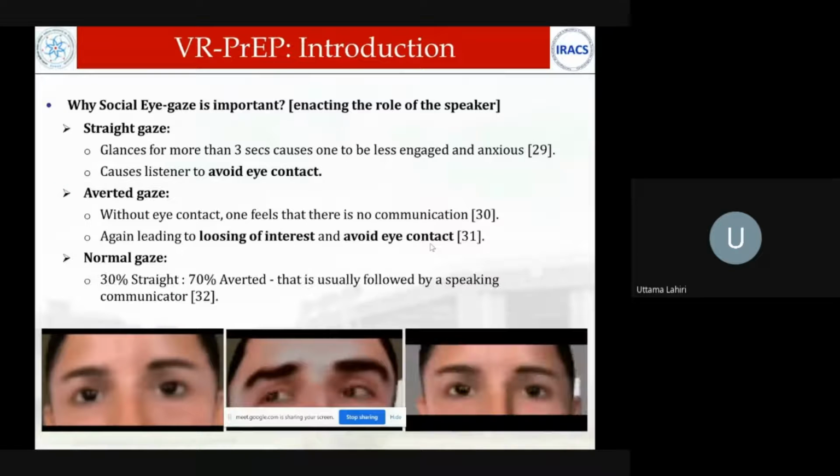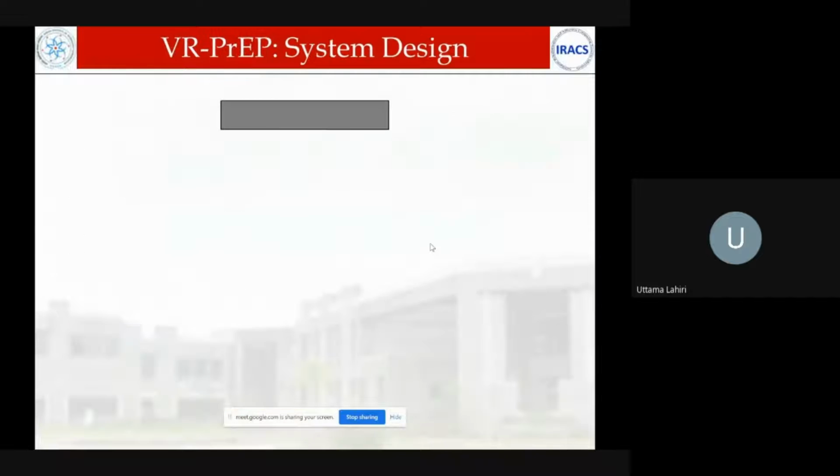And the third one is the normal eye gaze, which is a mix of straight and averted gaze, generally 30% straight and 70% averted by a speaking communicator, again, very well established in literature. We wanted to emulate it in virtual reality.